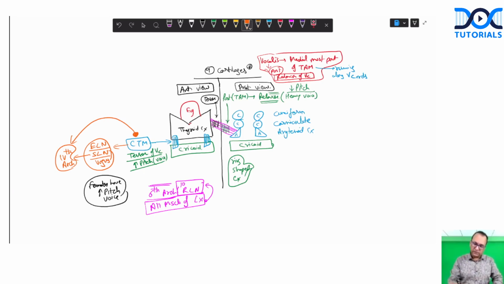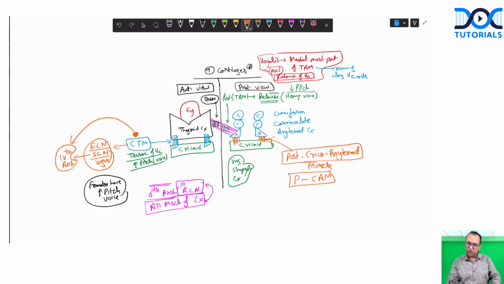As you see, this is the muscle. It can be seen from the posterior side, and since it can be seen from the posterior side, you say posterior cricoarytenoid muscle, PCAM. As we can see it from the posterior side, it is connecting cricoid with arytenoid.